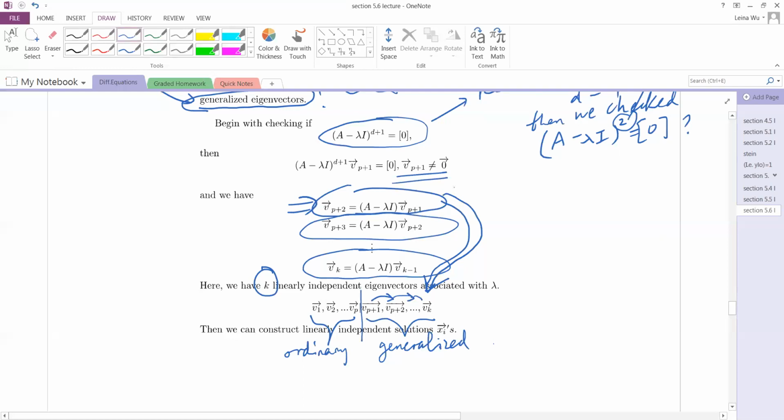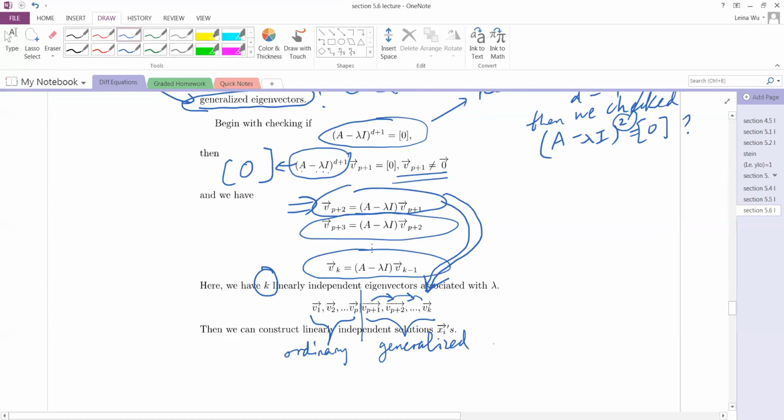The reason is because we already have A minus lambda I raised to d plus 1. This is already a 0 matrix. So a 0 matrix times any non-zero vector would still be 0. Yeah, that makes sense. Right, so v sub p plus 1 will still be an eigenvector as long as it is a non-zero vector. We'll show that in our next example. Yeah, perfect. Thank you.